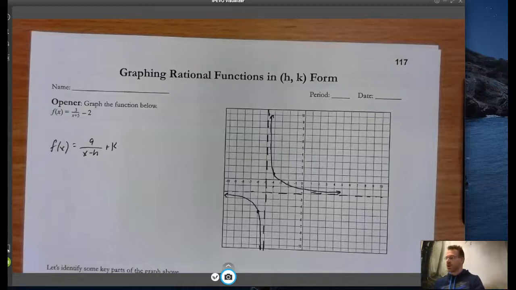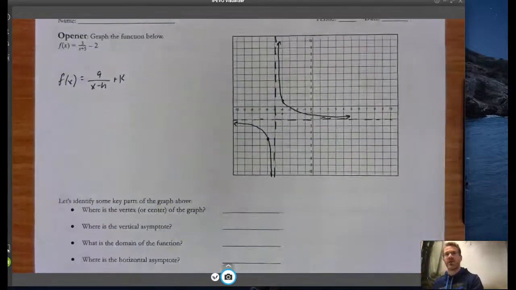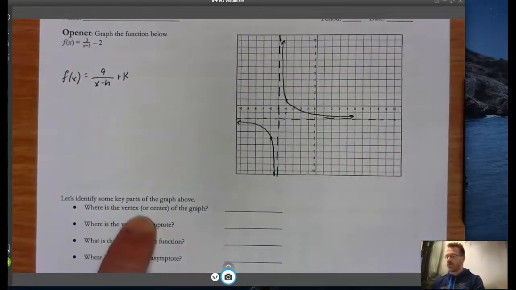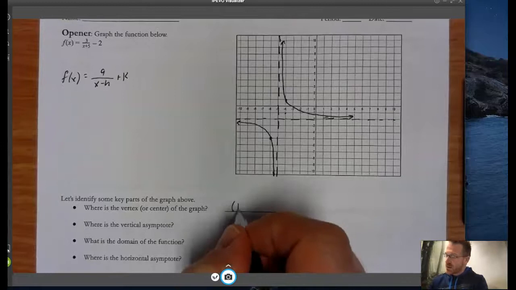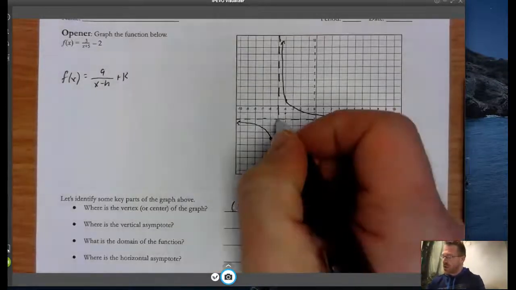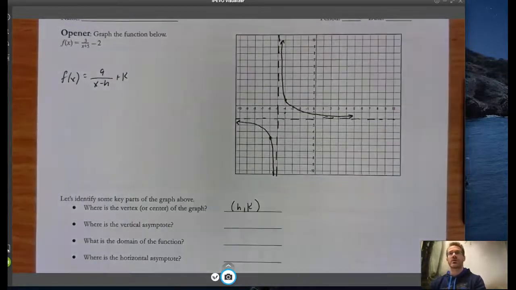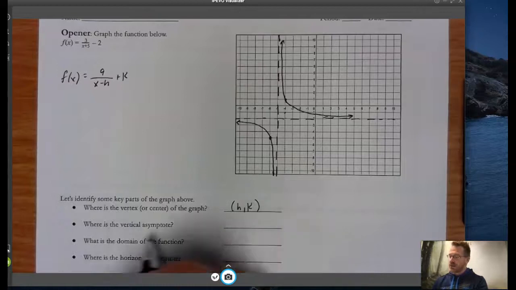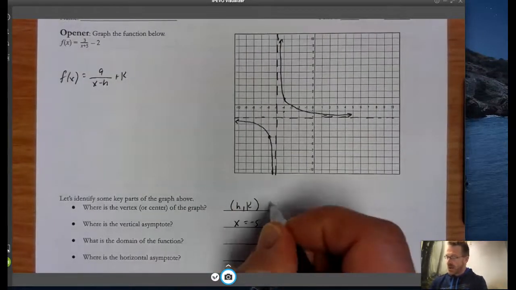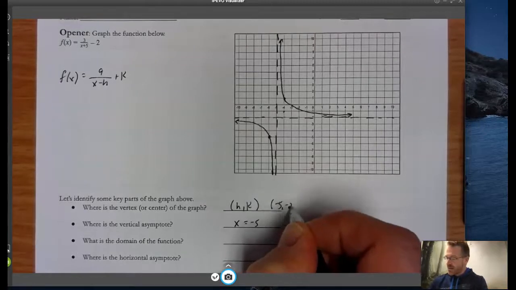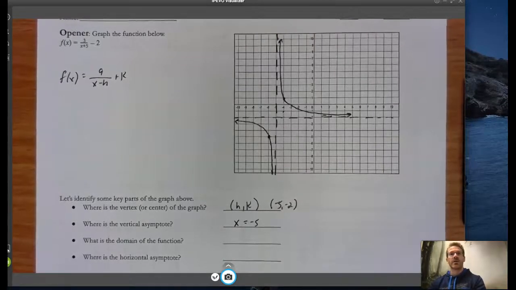Now let's talk about some key aspects of our graph. Where is the vertex, or the center really? It's not really a vertex with a rational function, but the center of our graph is going to be that HK, just like where the vertical and horizontal asymptotes crossed. The vertical asymptote was at x equals negative 5, so we should put negative 5, negative 2. That's where the center was.